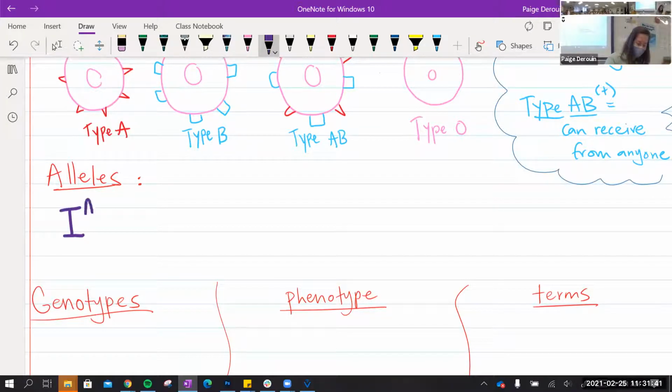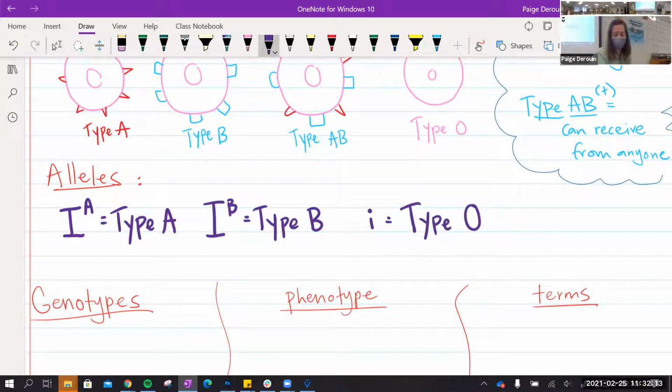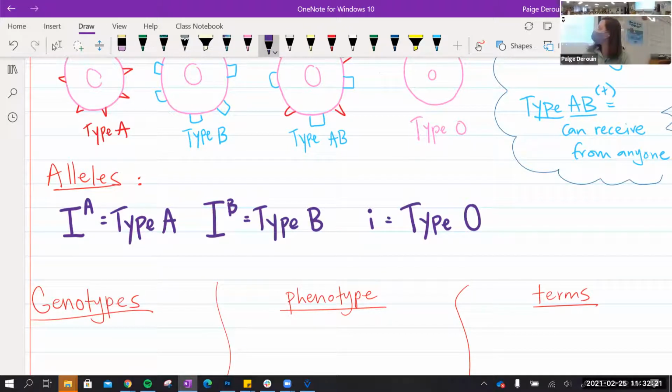So I with a superscript A codes for type A. I with a superscript B, capital A and capital B, codes for type B. And then a lowercase i codes for type O. So is type O blood dominant or recessive? Recessive, because it has a little letter.